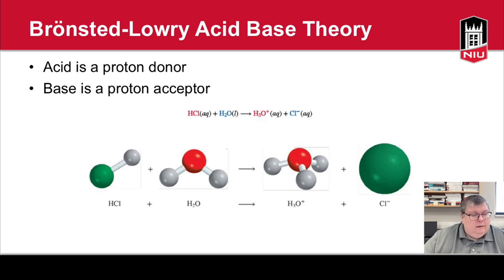Now, an acid is a proton donor. Which is basically the same as an Arrhenius acid, which gives off an H+ ion. But a base is a proton acceptor. Now, what this really does is it expands what a base can be.